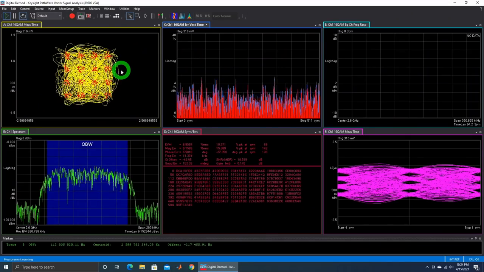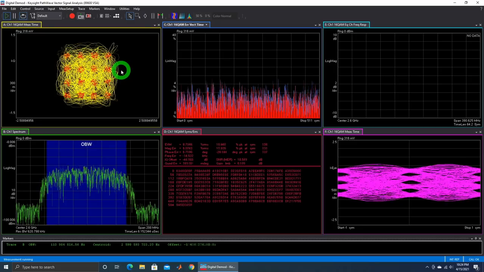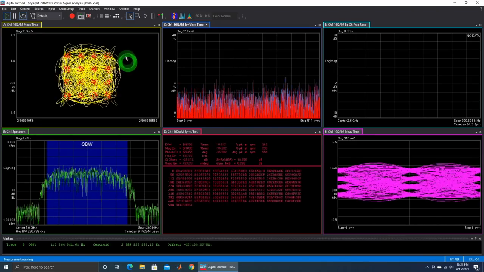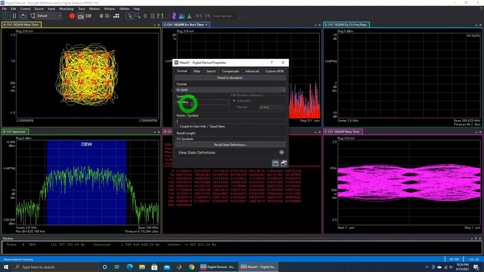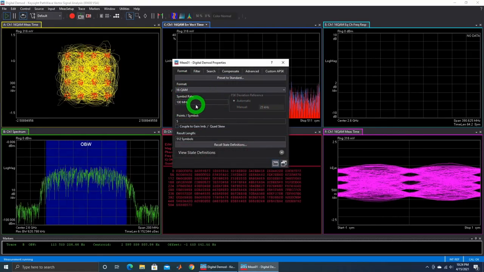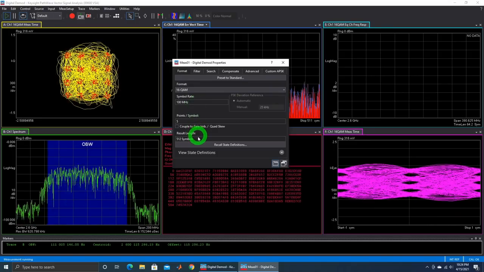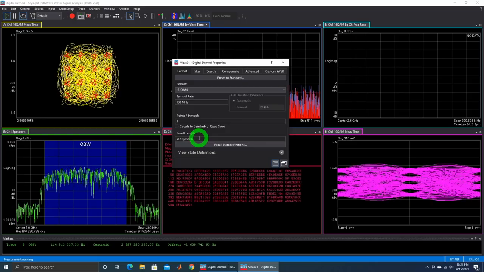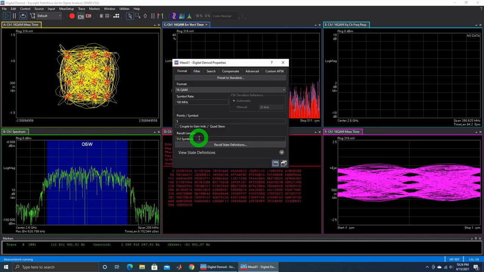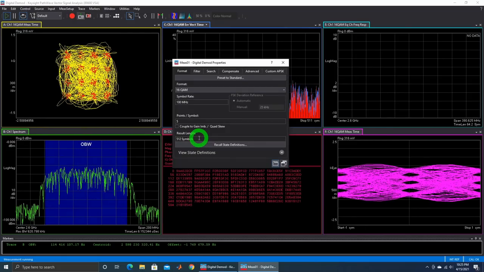All right, so here we are in the VSA software, and we can already see a rough constellation. Let's take a look at the setup here, just so we understand what kind of constellation we're looking at. We're looking at a 16 QAM constellation at 100 megasymbols per second. We're also looking at 512 symbols at a time. That's the record length that the VSA is using to make all these plots for us. That number is going to become important in just a moment.